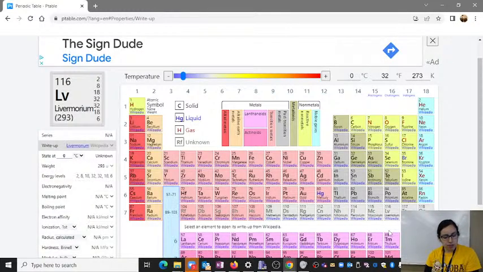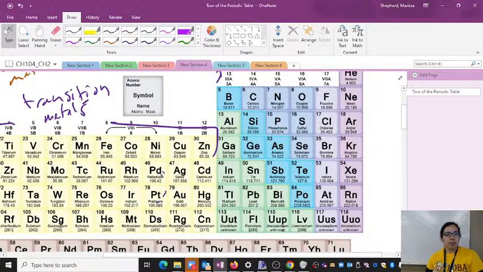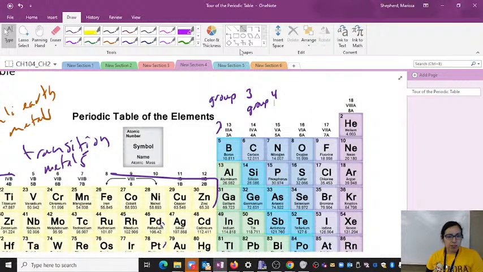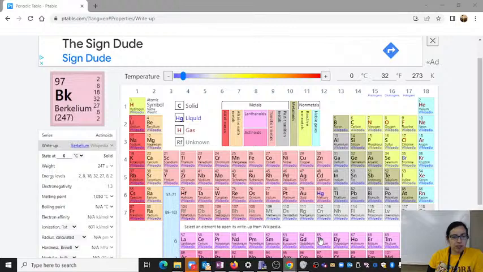How are we doing on time? Let's see if we can make it through the quick properties tour. And now let's look at group 5 here. Now we start getting into gases and more non-metals. So let's look at that.